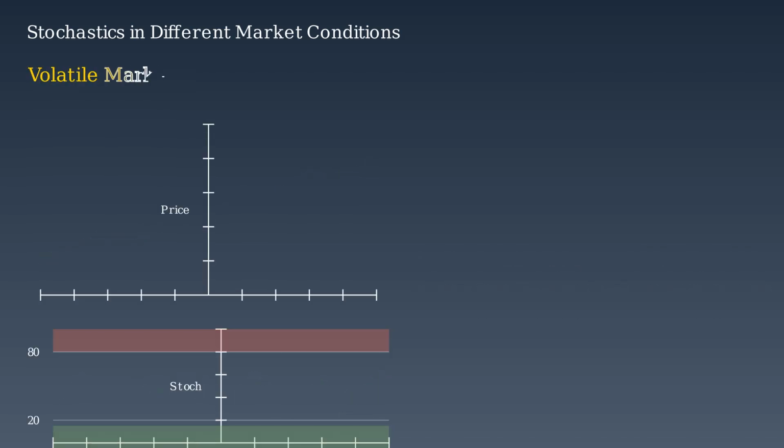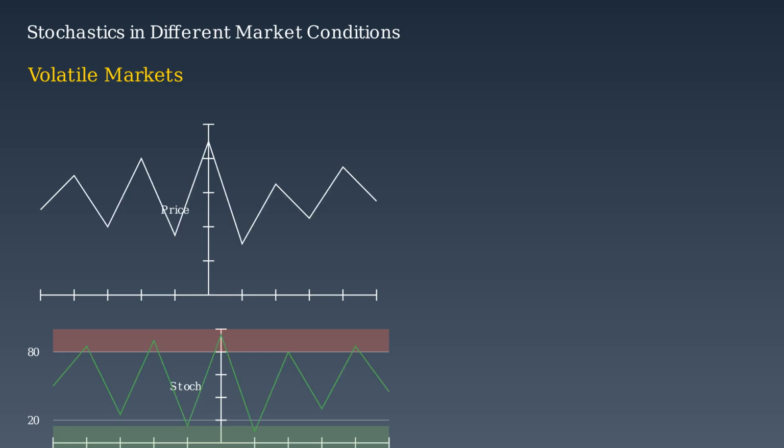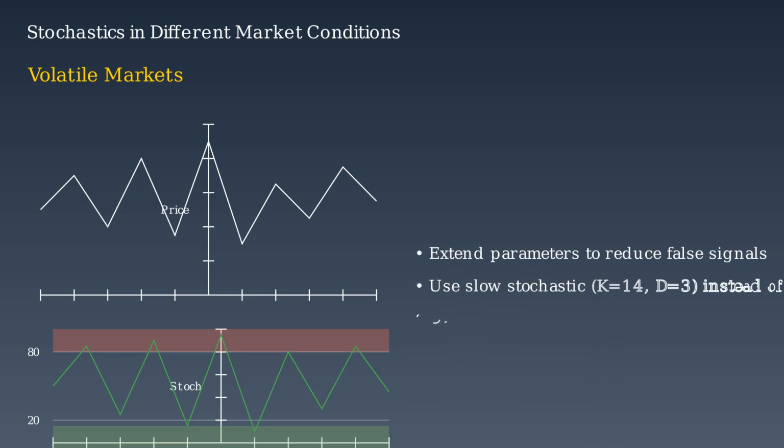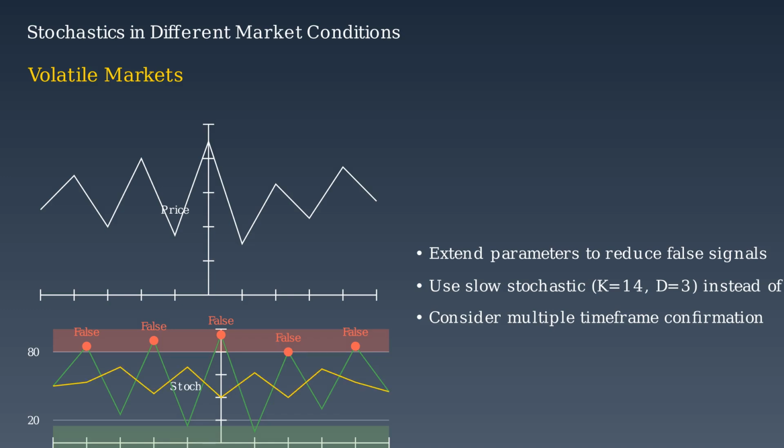Volatile markets present the biggest challenge for stochastic indicators. Rapid price movements can generate many false signals. To combat false signals in volatile conditions, adjust the parameters by extending the look-back period or using the slow stochastic instead of fast.